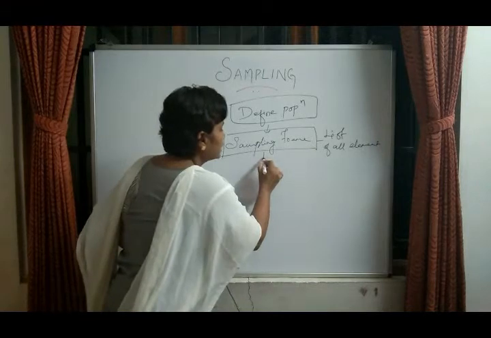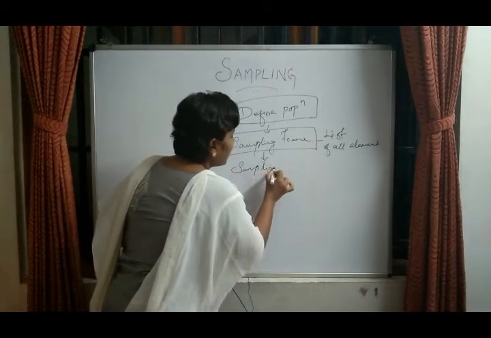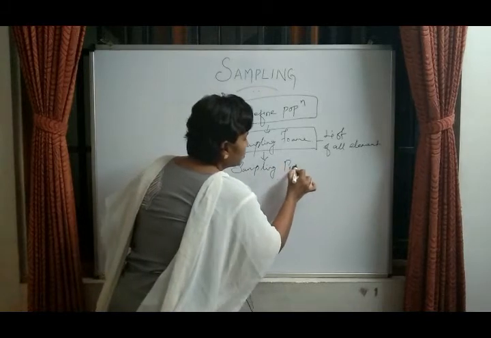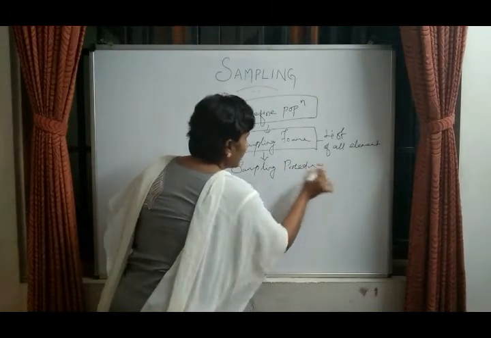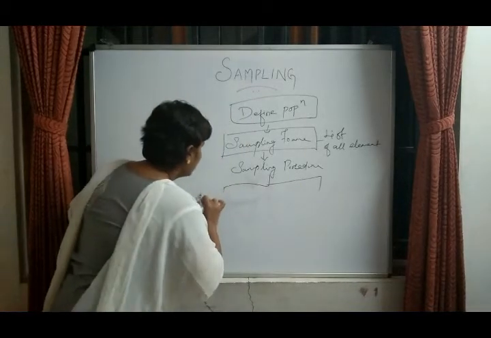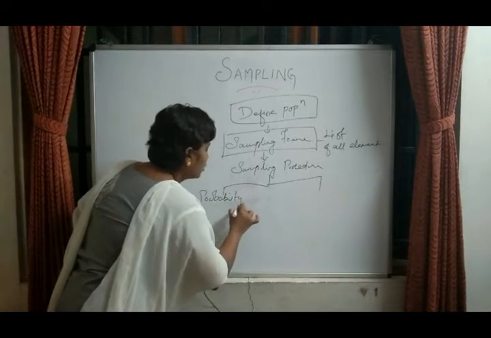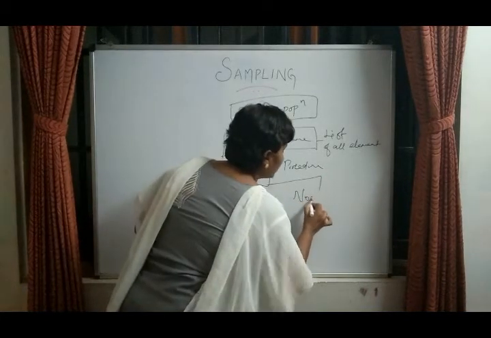Next we have to decide the sampling procedure. Sampling procedure. So here the sampling procedure may be probability and non-probability.